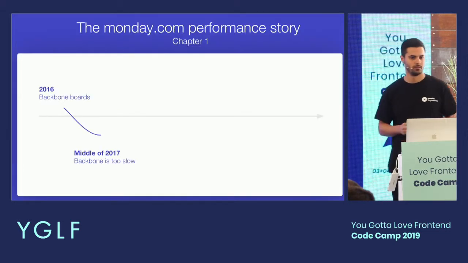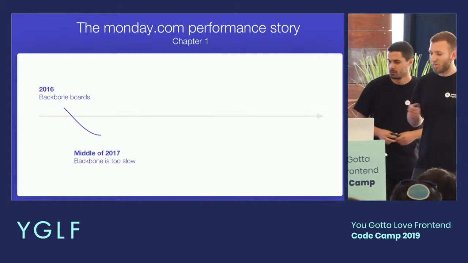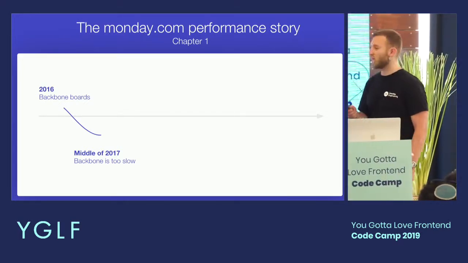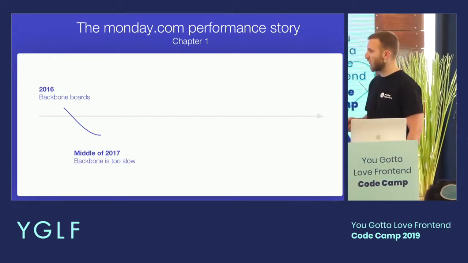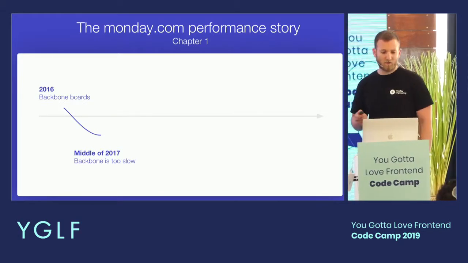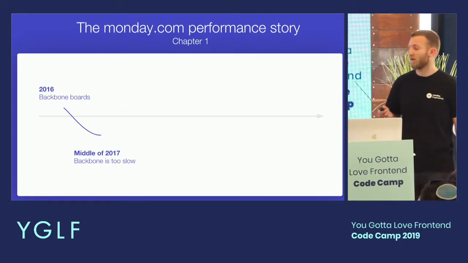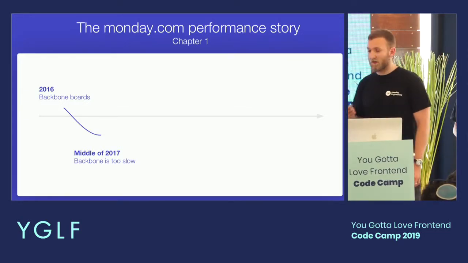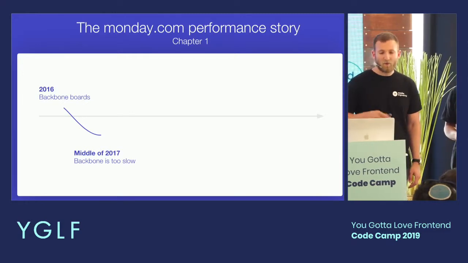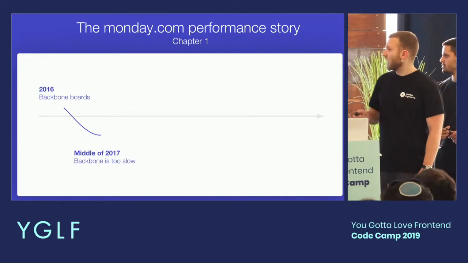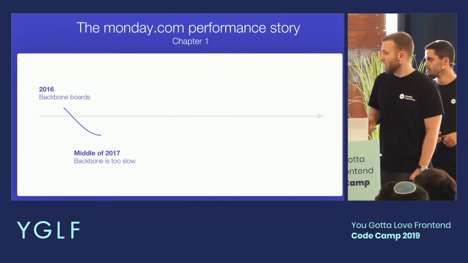So now we want to take you on a little journey, the performance story of Monday.com. It started in 2016 when we decided to write the first boards. We decided to write it in Backbone. Backbone is a lightweight library that gives you the ability to modify the DOM and to manage your client side. At the beginning it was great. It had good performance and all was good.